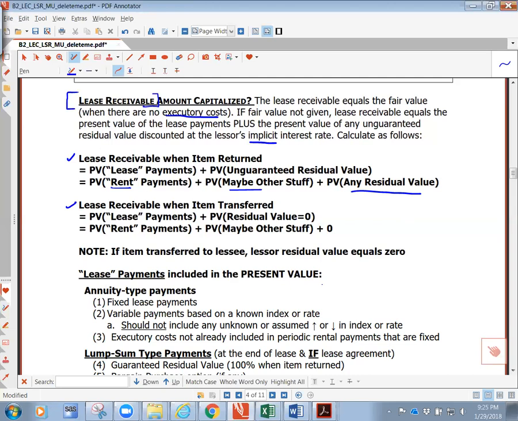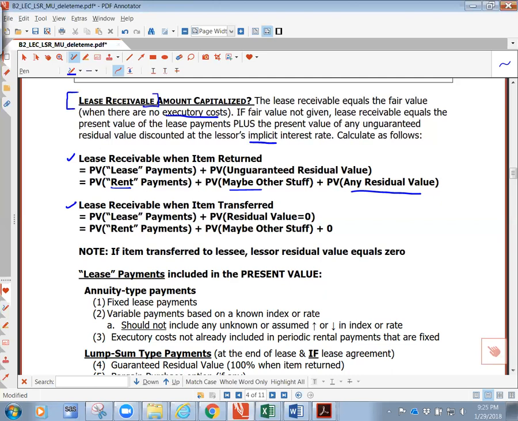In one case, they have a guarantee to get that amount back. In another case, they're just estimating or guessing, hey, I'm going to get this car back in 5 years. It's going to be worth $5,000. But they're still counting on that. So whenever the item's returned, include the residual value, guaranteed or not.